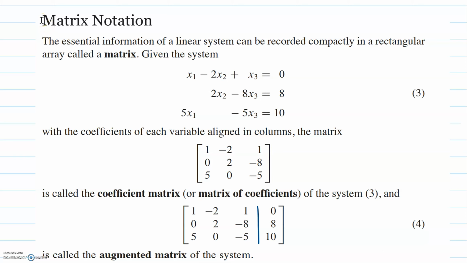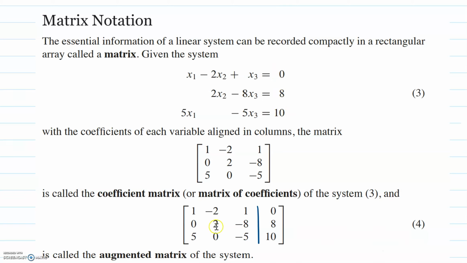Hello again. In the last video, we looked at matrix notation and we saw how to put a system of equations into a matrix. This first matrix here is called a coefficient matrix because it consists of just the coefficients of the system of equations here in number 3. Number 4, on the other hand, is called an augmented matrix because it adds a fourth column here of numbers 0, 8, and 10 on the right side of the equal sign.